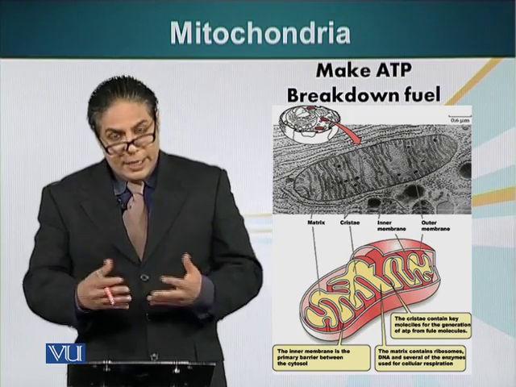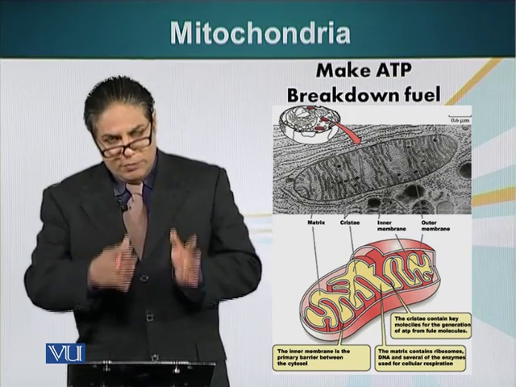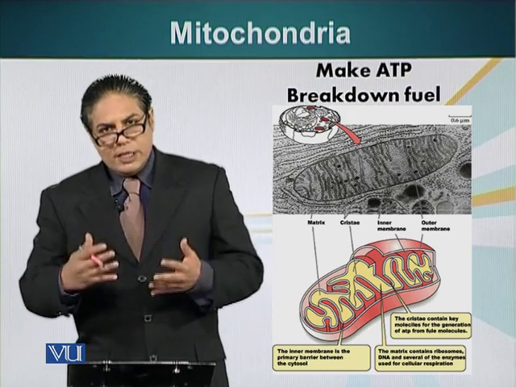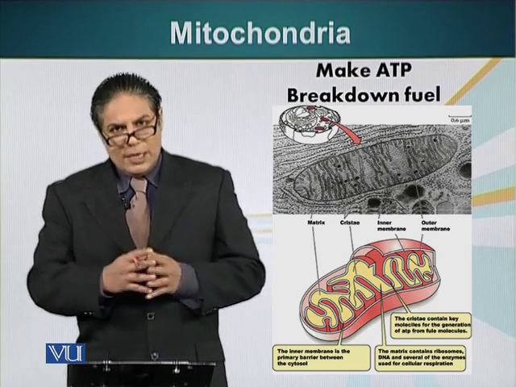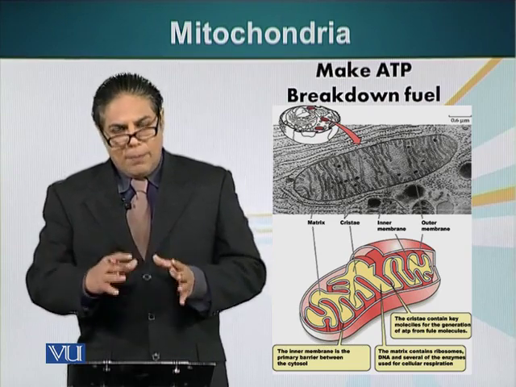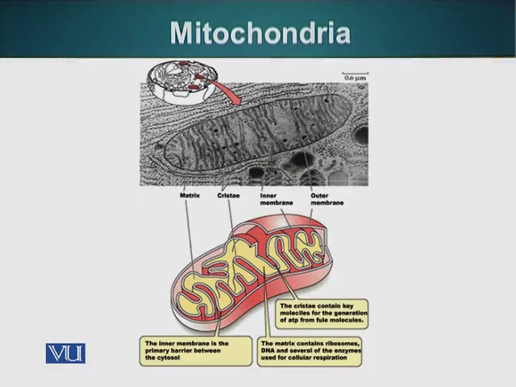The advantage of the formation of these shelves is increasing the surface area of the membrane. Many enzymes that are present in the mitochondria are present on the membranes. So by making these shelves, which are called cristae, mitochondria can increase the surface area on which chemical reactions can take place. The material present inside the mitochondria is called the matrix.